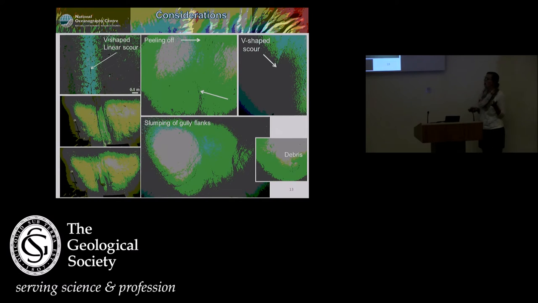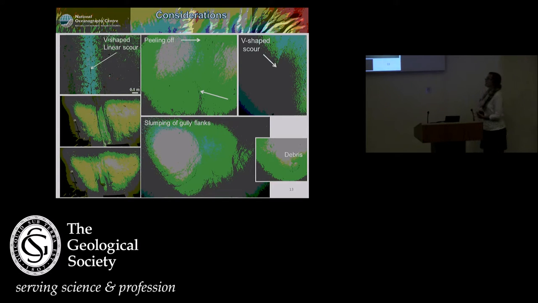These are a few more high-resolution images from within the gully systems that we took from our remotely operated vehicle. Here you can see scouring within the main axis of one of the gullies. We also found huge lumps of debris within the gully systems, indicating that they've been influenced by debris flow activity. Again, we found more debris and slumping of the gully flanks.